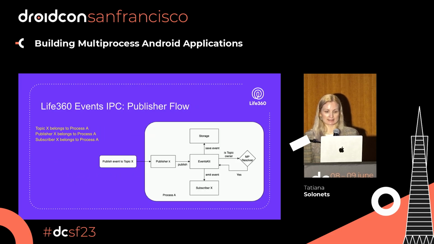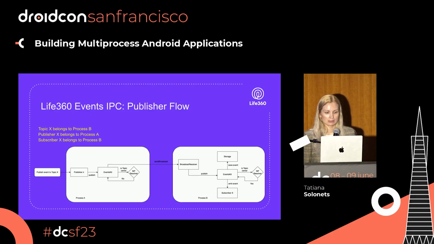And here's the example flow, the publisher flow. Imagine we have only a single process, so that's easy. We have a publisher for topic X, and we want to publish to Events Kit. Events Kit then asks the multiprocess resolver, is this process on this topic? And the multiprocess resolver says yes. Okay, it's perfect. We just save this event into storage, and we emit it to subscribers.